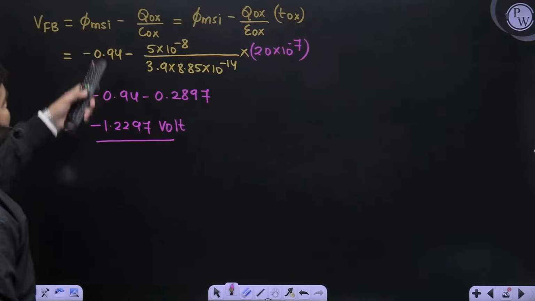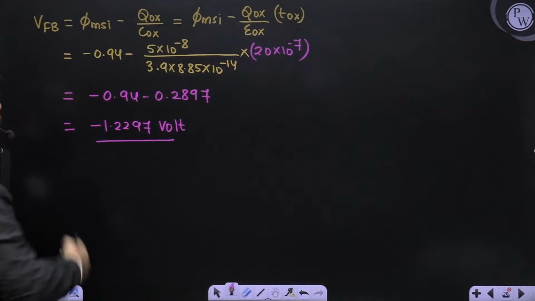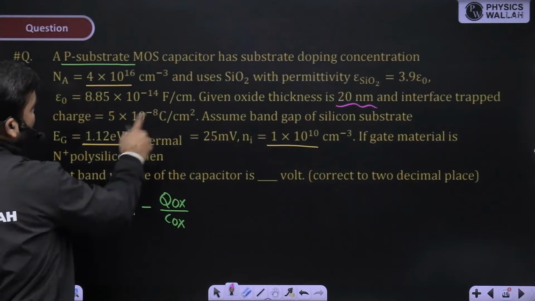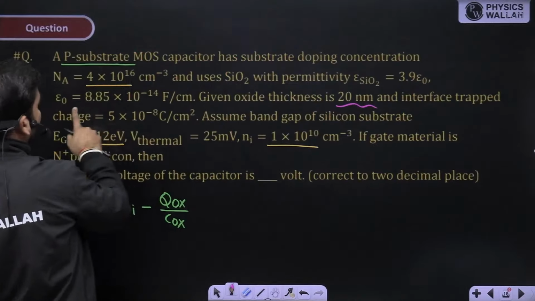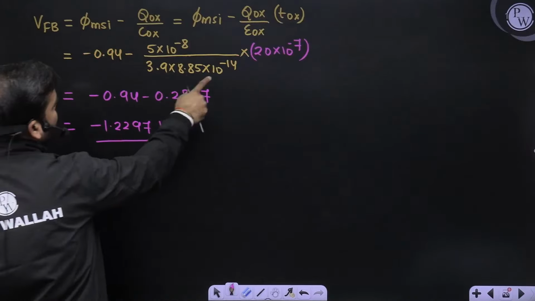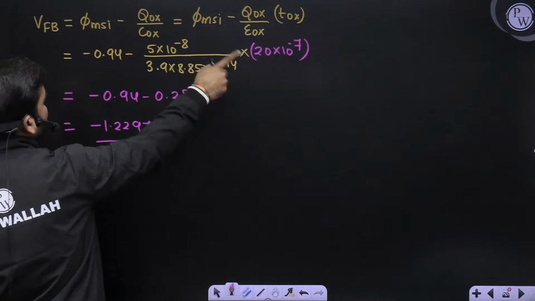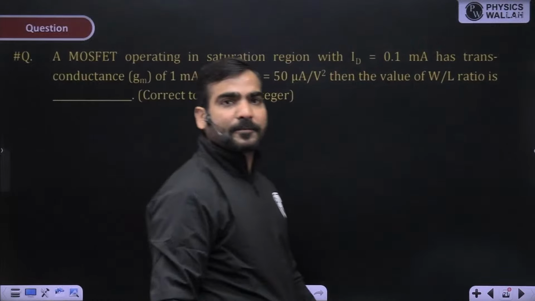Oxide charges are positive, that's why this term will be negative, obviously. 5 into 10 to the power minus 8 coulomb per centimeter square, and 3.9 epsilon naught is the value of that. So we have put that over here, and then 20 nanometer is the oxide thickness. Nano means 10 to the power minus 7, and then we have solved. Okay, let's move to the next question.